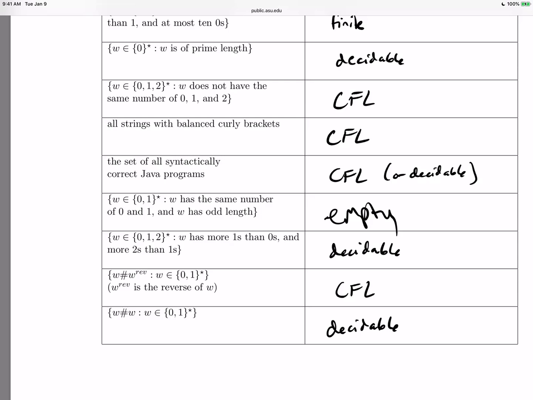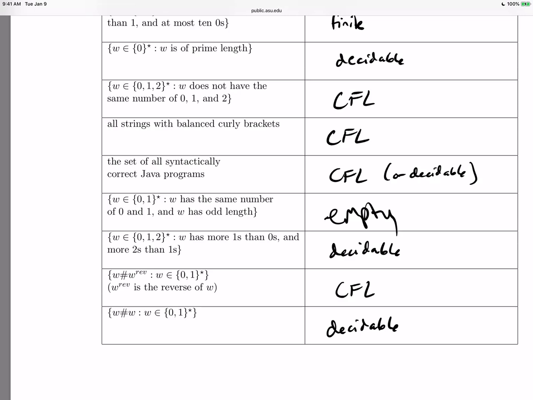W has the same number of zeros and ones, and W has odd length. Well, if it has the same number of zeros and ones, doesn't it have to have even length? Yeah, because it's the same number. So there's no string that has that form. It must be even length and odd length. There's no string like that.